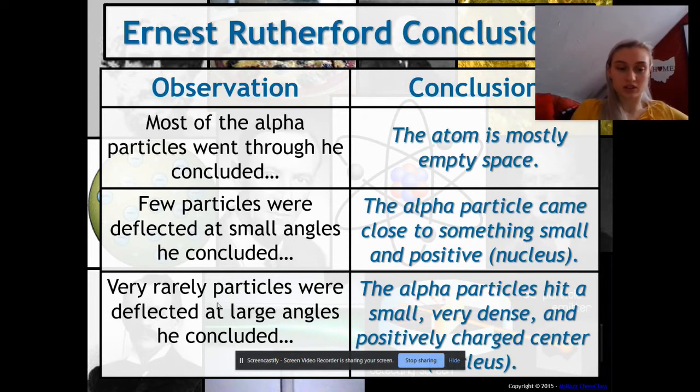So his conclusion that the particles were deflected at large angles, and that happened very rarely, is that if something's very small, you're going to have a very small probability of actually hitting it because it's so small. But when those particles did hit it and he observed that, he's like, oh okay, well, it must be so dense in that little tiny area that the alpha particles cannot get through. So that was Ernest Rutherford's findings.